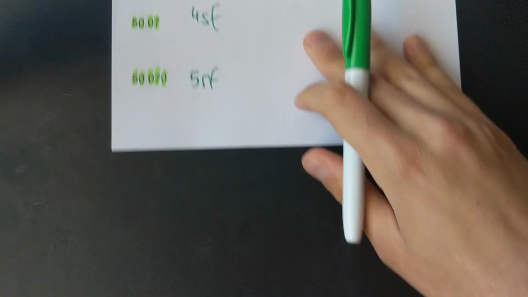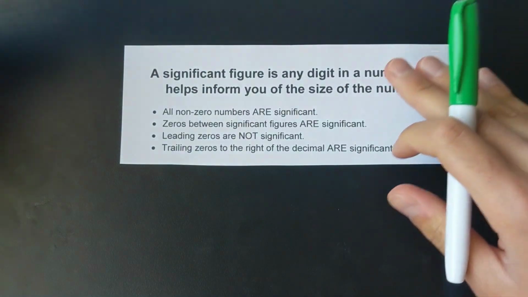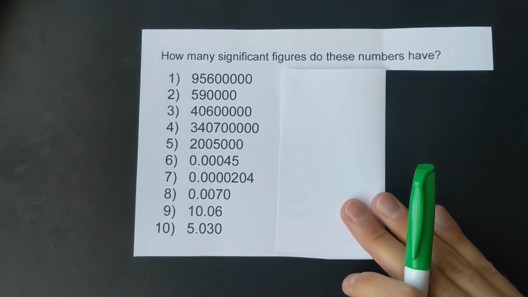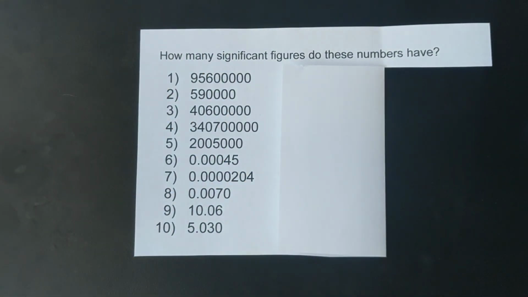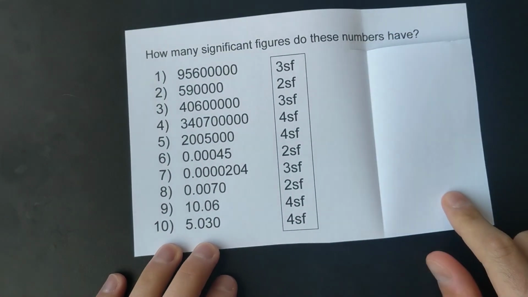So, once again, here are the rules. Why don't you try to have a go at applying those rules to these questions? How many significant figures do each of these have? Pause the video, have a go, and I'm going to reveal the answers in 3, 2, 1.